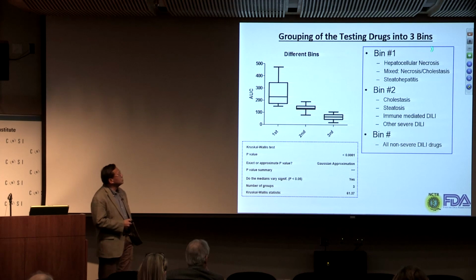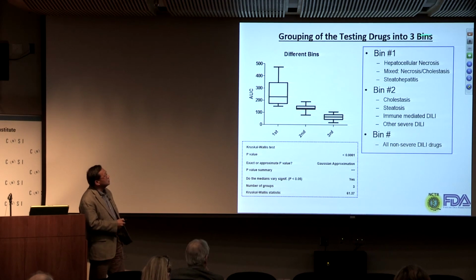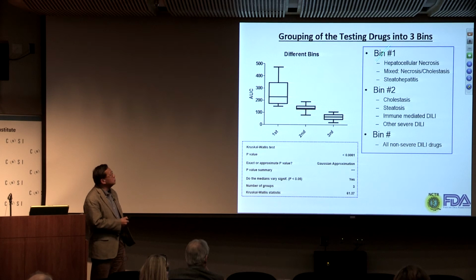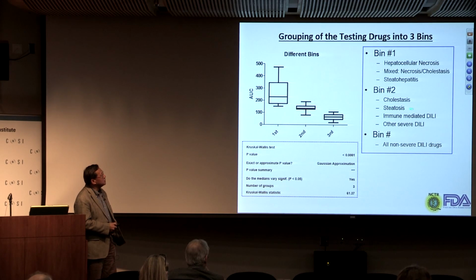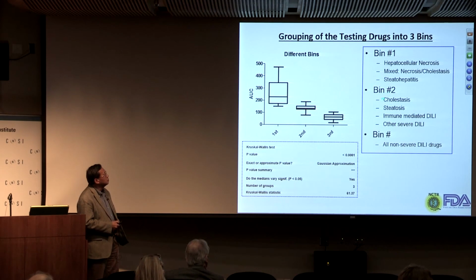So we group the drugs into three bins. The first bin has drugs causing hepatocellular necrosis, mixed injury, and steatohepatitis. Usually these are involved in the severe DILI drugs. The second bin is cholestasis, steatosis, immune-mediated DILI drugs, and other severe DILI drugs. So these are still DILI drugs. Then we have bin three. It's all non-severe DILI drugs.